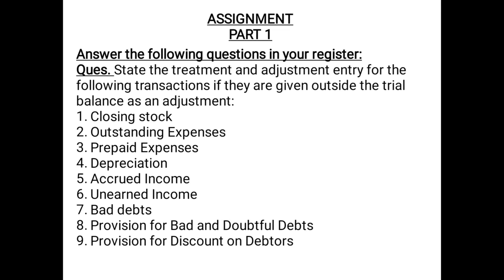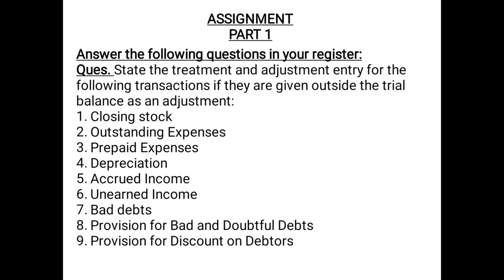Then the 7th point, bad debts. Where will it be shown? These are the further bad debts because these are given in adjustments. It will be shown on the debit side of the PL account. It will be added to the old bad debts if any, and on the other hand it will be deducted from the amount of debtors on the asset side of the balance sheet as further bad debts. And what will be the adjusting entry for this? The adjusting entry will be bad debts account debited to debtors.